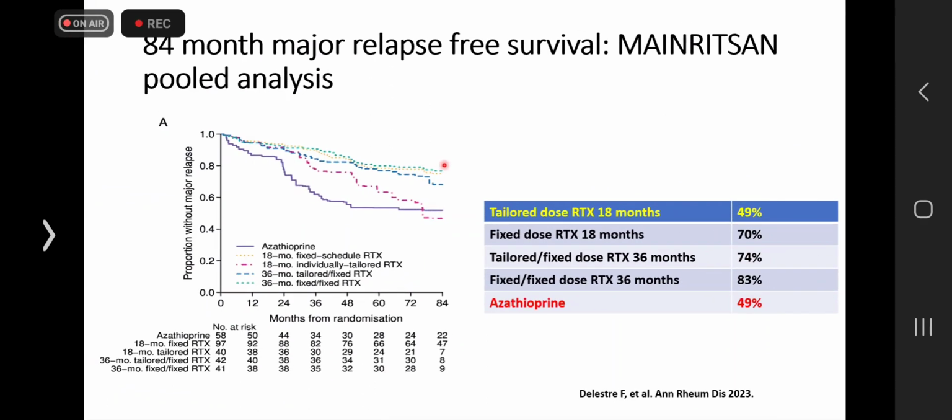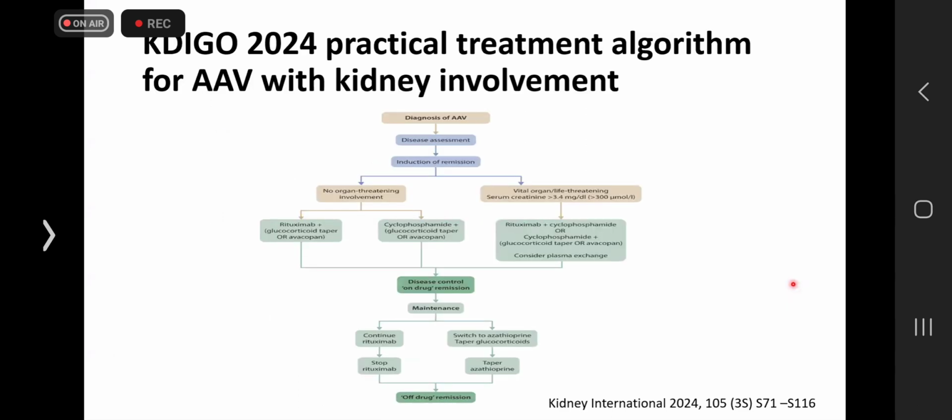But let us look at the fixed 18-month compared to the fixed 36-month. There was really no difference. And I've shown this in the table here. Azathioprine at 49% relapse-free survival. Tailored rituximab at 18 months, also 49%. If you look at fixed rituximab, it was 70%. If you look at fixed rituximab at 36 months, it was higher, but not statistically significant.